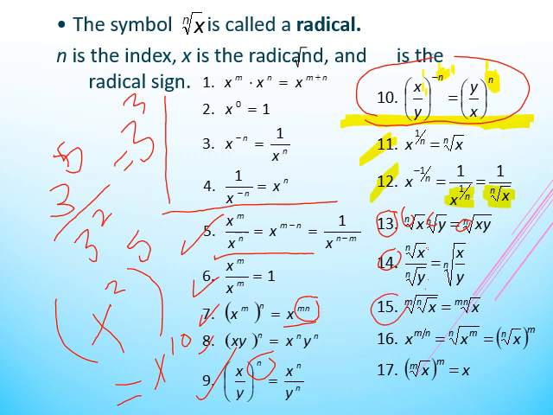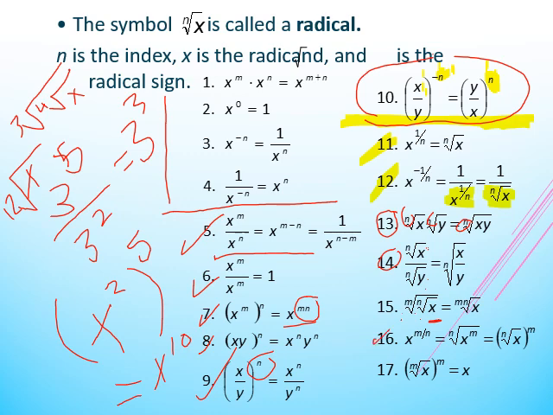Number 15: if we have the same base but different indices, like the m-th root of the n-th root of x, in this case we multiply m times n and get the new index. Say if we have the root 3 of the root 4 of x, it will be the root 12 of x. This is done by multiplying the two indices by each other.